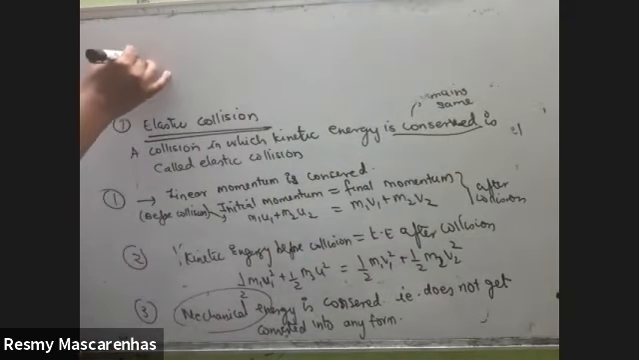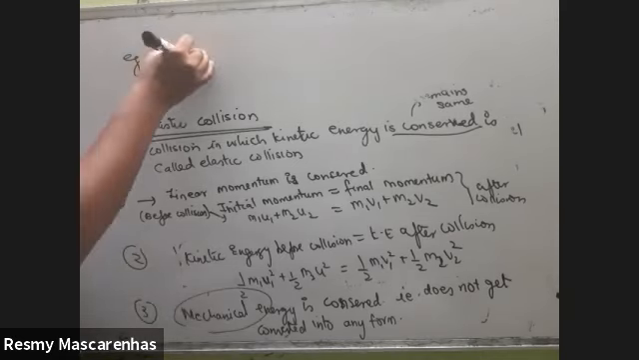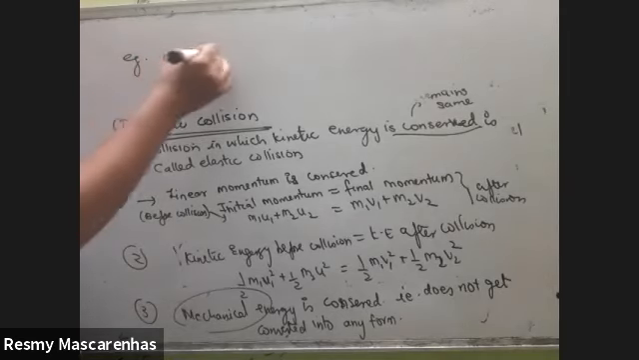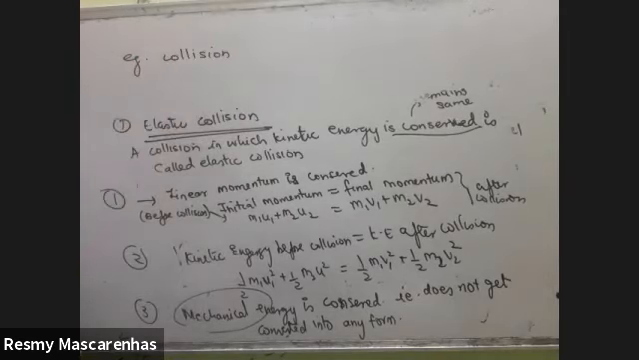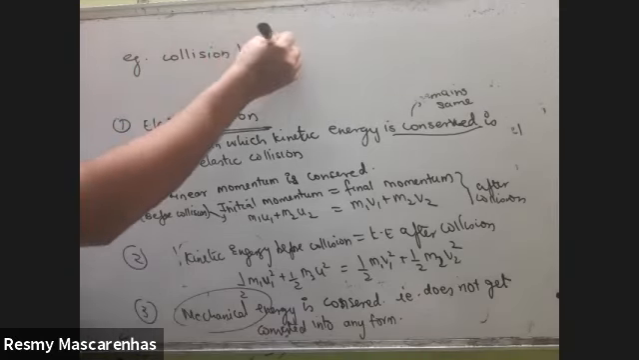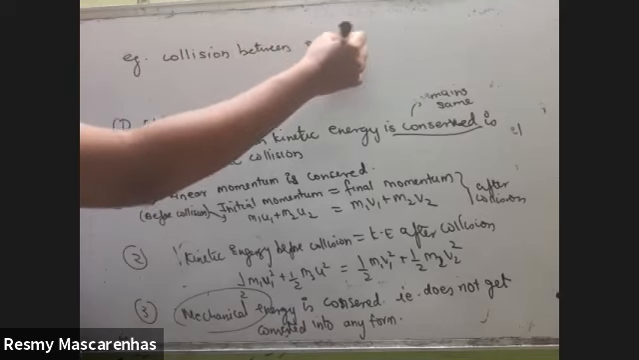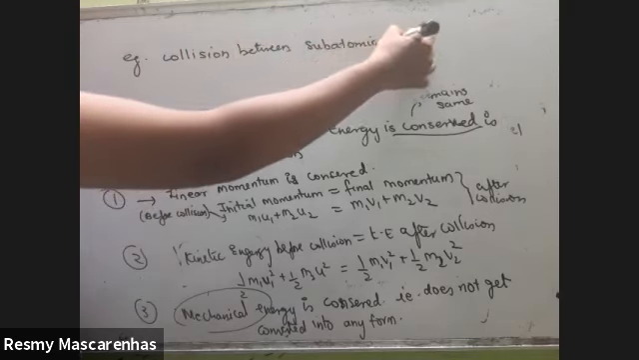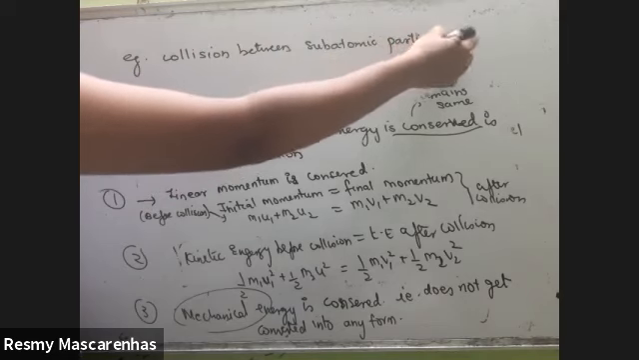So an example would be a very closed environment, like collision between subatomic particles. This is a very rare case. It is very difficult to control loss of energy in some form or the other. So this is a rare case, collision between subatomic particles, in a closed environment.